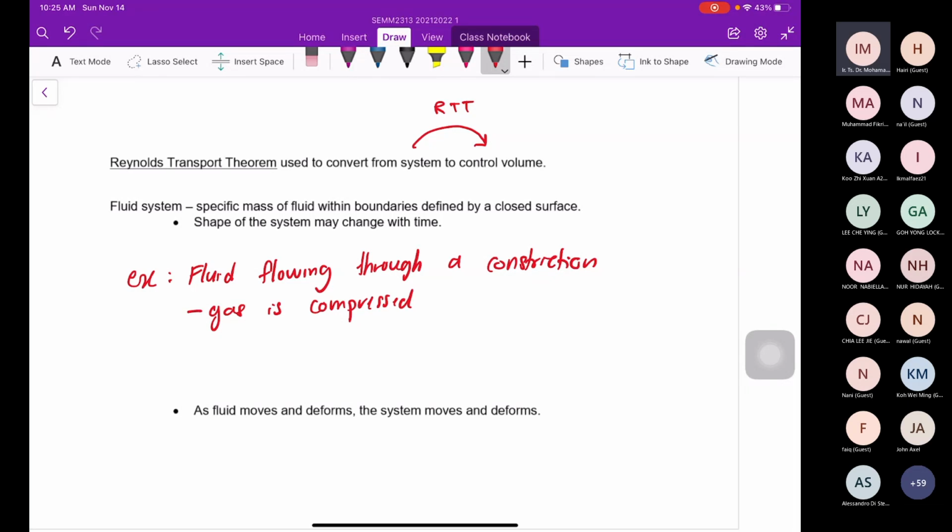Alright, for example, we have the nozzle. And then we have the fluid. This is a fluid particle. Over time, the fluid will move from left to right. So all of this we consider as the system. For example, this is the system, the fluid system. It will change.